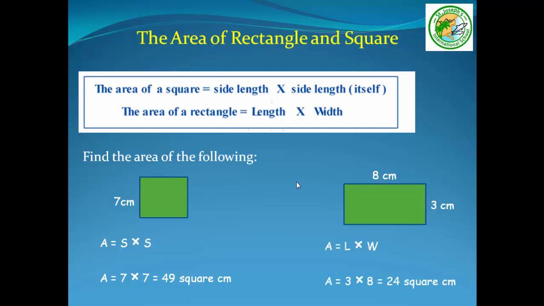Area of rectangle equals length times width. Length here 8 by 3 equals 24 square centimeters, and take care of the measuring units here. It is not centimeter, it will be square centimeter. Yes, because this is area, and the measuring unit of the area is square centimeter, square meter, or square millimeter. We must put the word square.